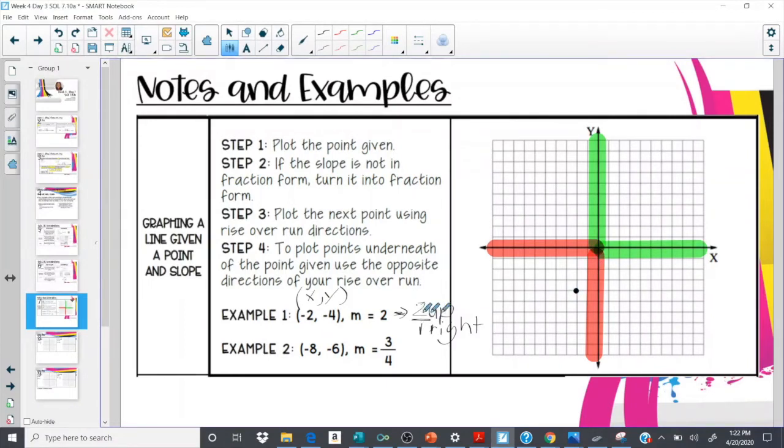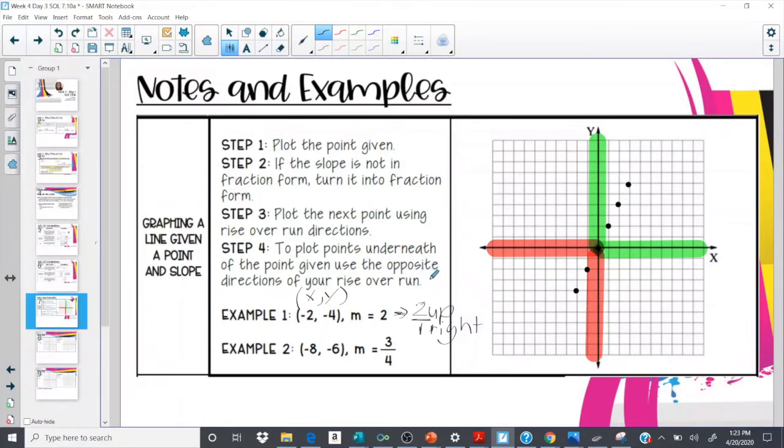So we're going to follow the directions, starting with the point they gave us. You're going to move 2 up, 1 right. Plot your point. It's hard to see because of the highlighting. However, we're at the origin at this point. 2 up, 1 to the right. 2 up, 1 to the right.